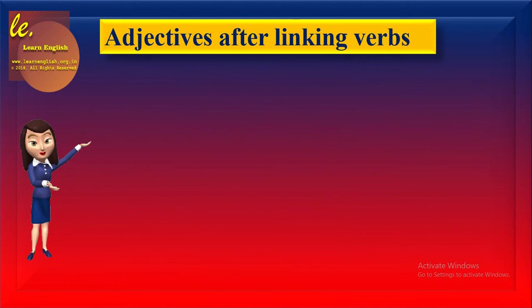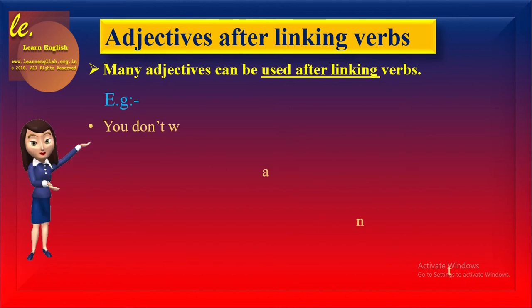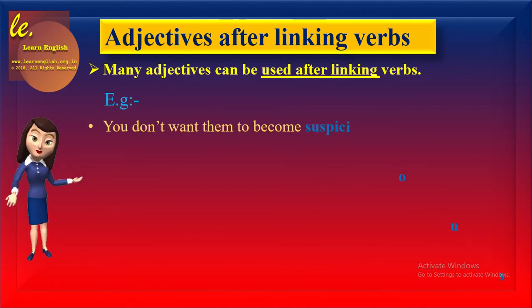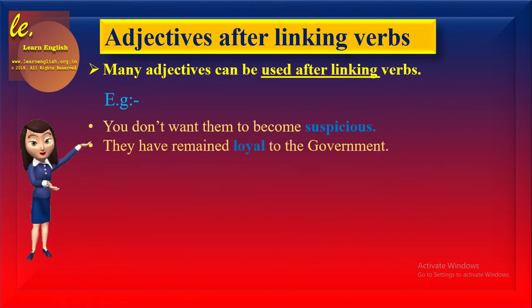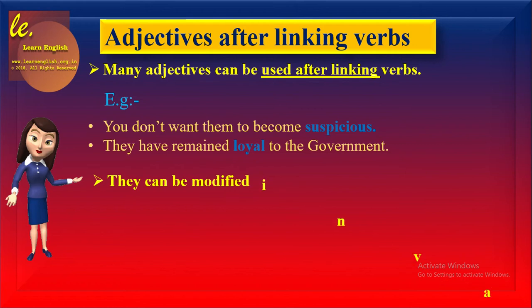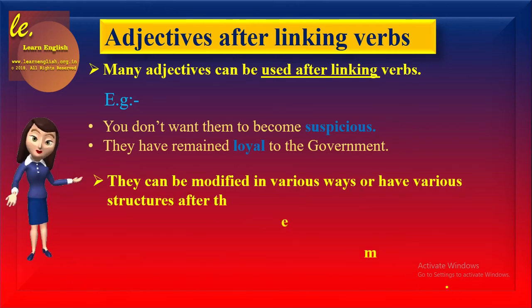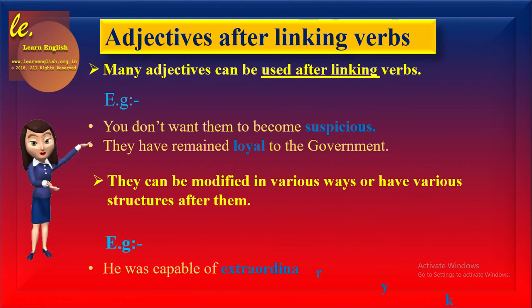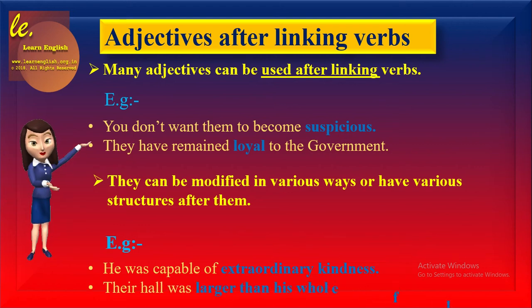Adjectives after linking verbs. Many adjectives can be used after linking verbs. You don't want them to become suspicious. They have remained loyal to the government. They can be modified in various ways or have various structures after them. Example: he was capable of extraordinary kindness. Their hall was larger than his whole flat.